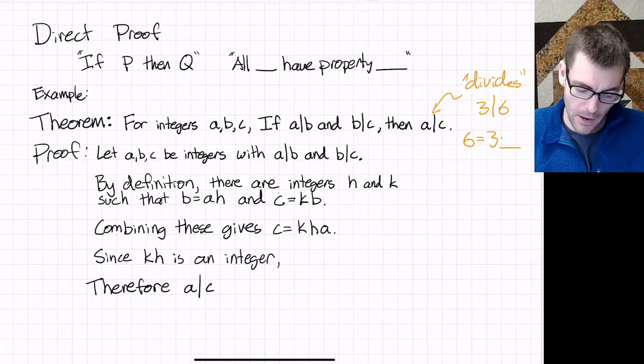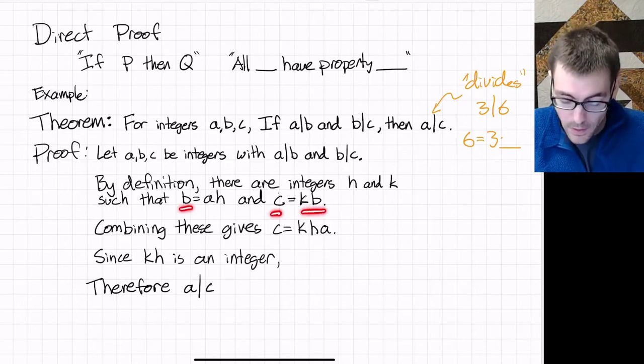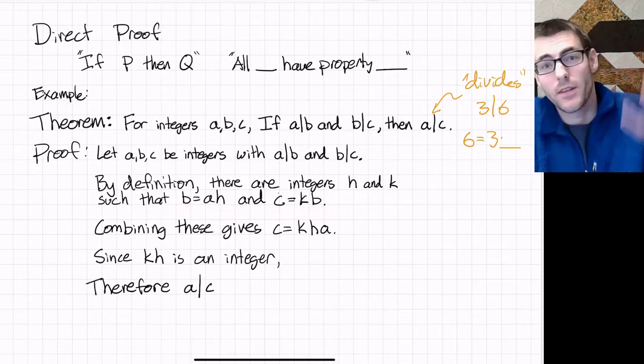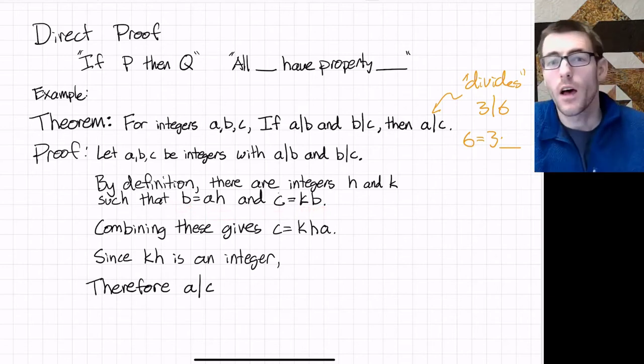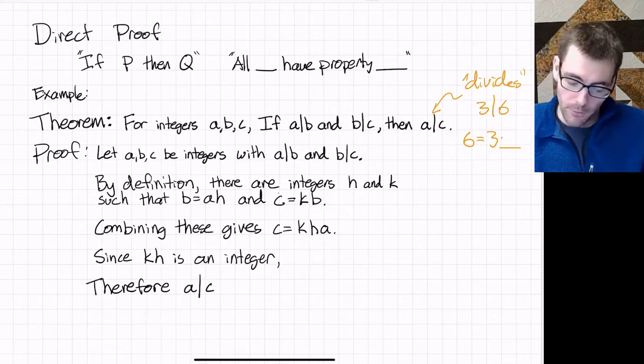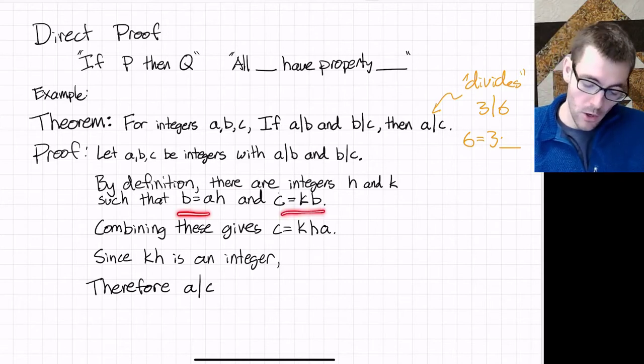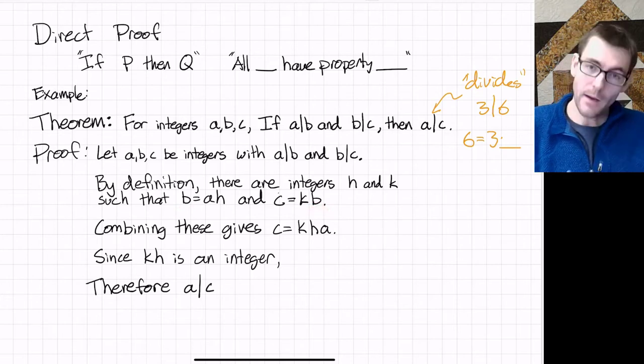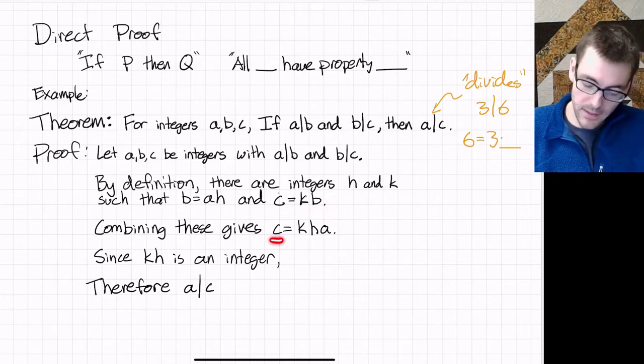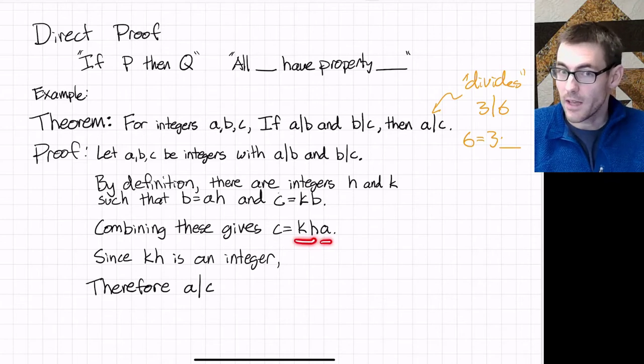So now that we have our b and c written out this way, we have these equations that we can work with, and we can use other logic that we already know. For example, if we have 2 equations, we can substitute b in for the second equation, and we can rewrite this as c equals kh times a.